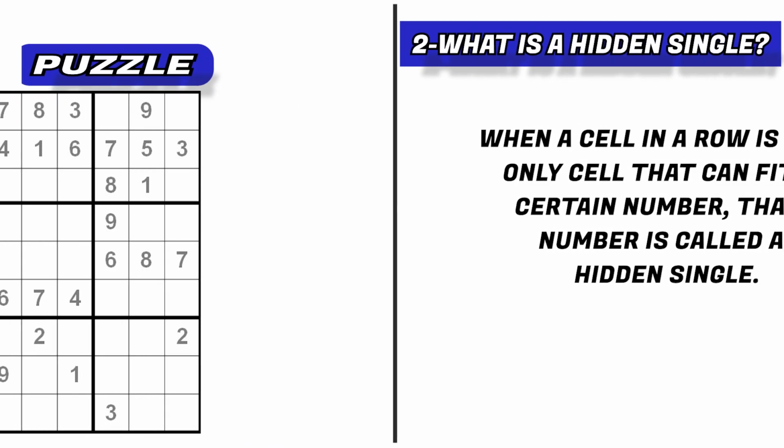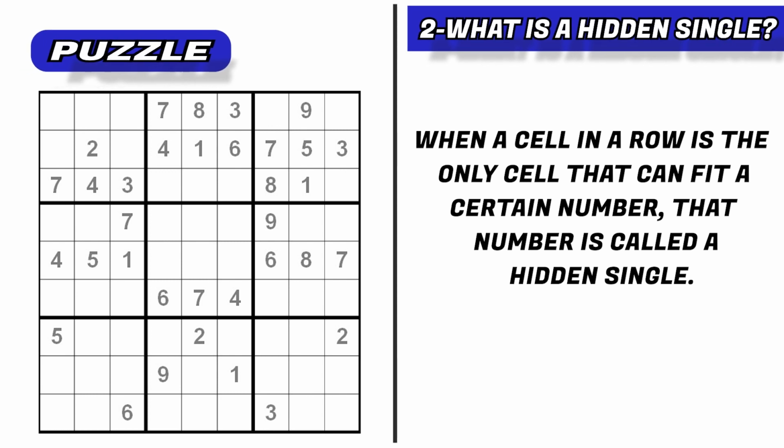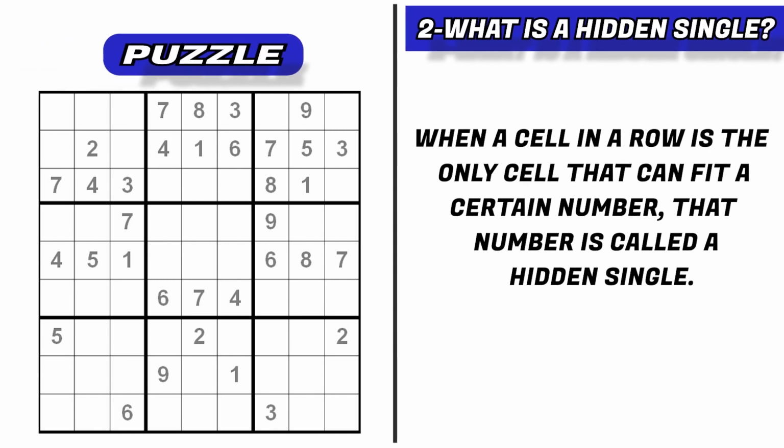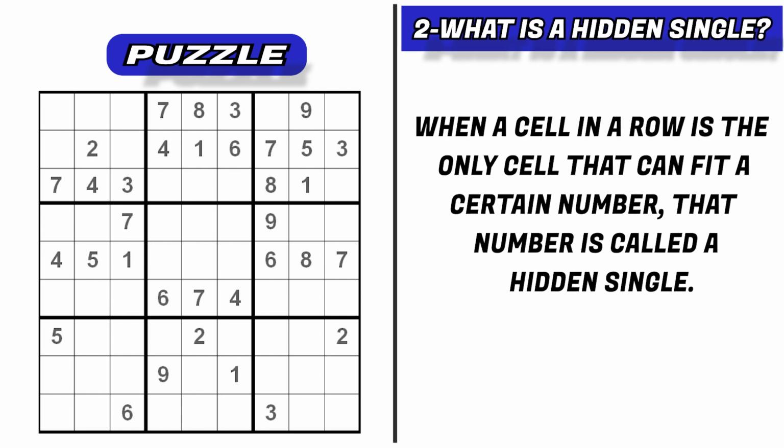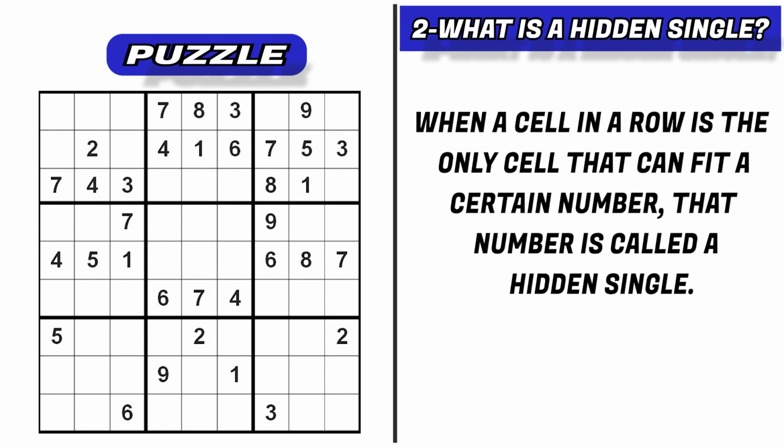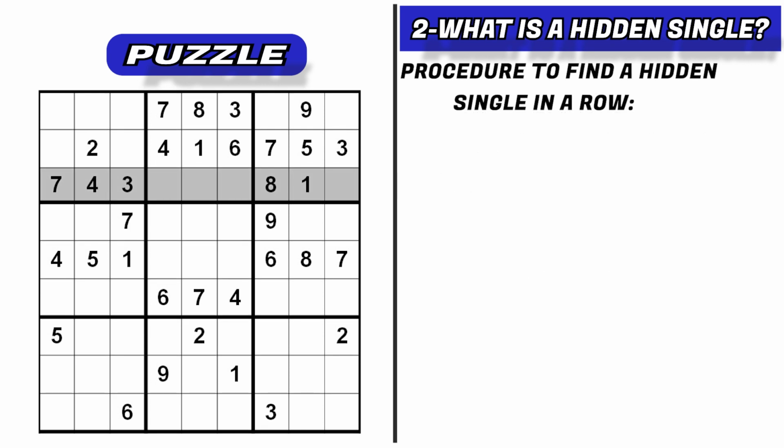A single can be hidden in a row, in a column, or in a box. Let's first discuss hidden singles in a row. When a cell in a row is the only cell that can contain a candidate number, that number is a hidden single in that row. As a Sudoku player, you can spot hidden singles in a row by following 4 simple steps.